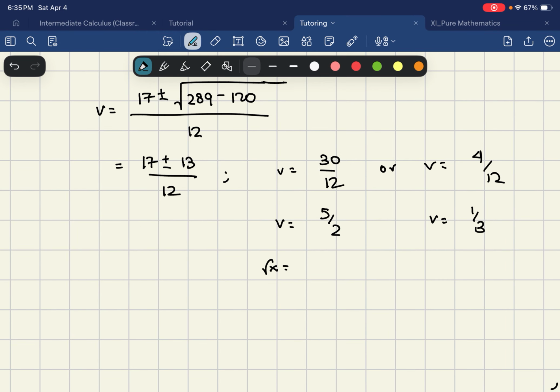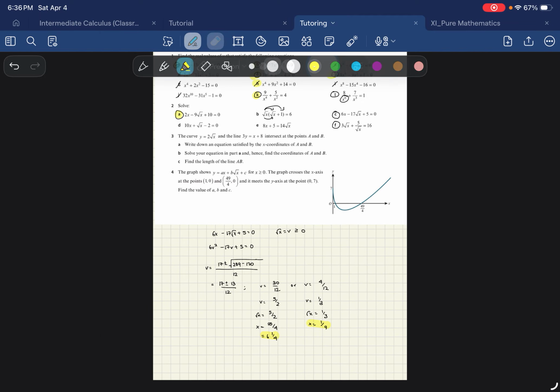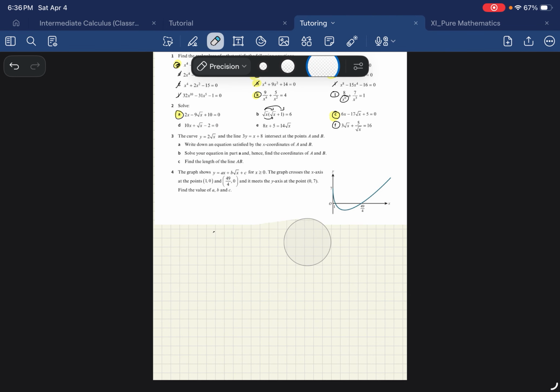But remember, v is just square root of x. So when you square, you get 25 by 4. You get 1 over 9. So 1 over 9 and 25 by 4 are your solutions. So that is your solution. All right, we're done with part C, and let's just finish off part F.